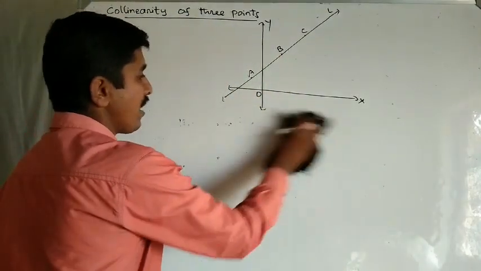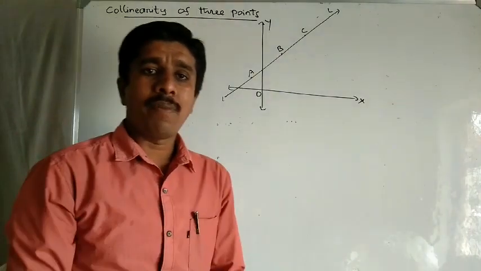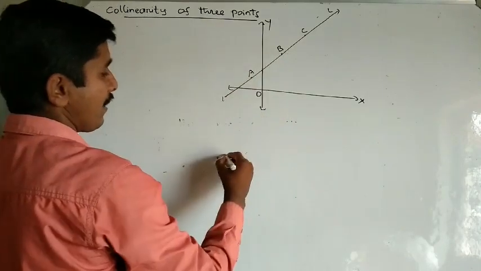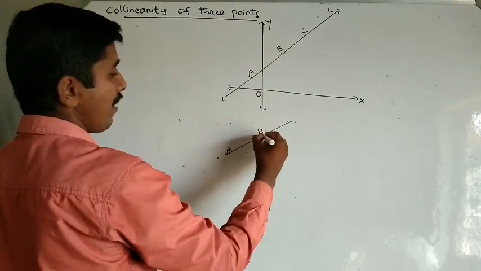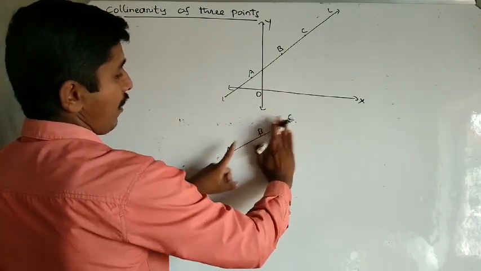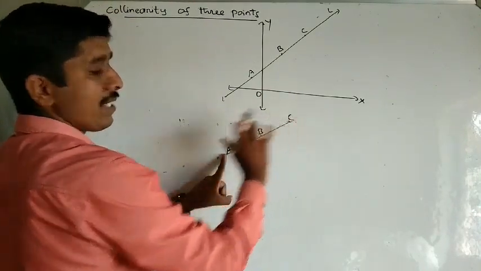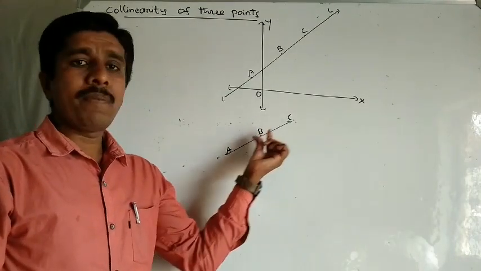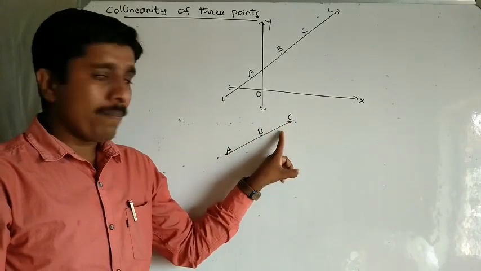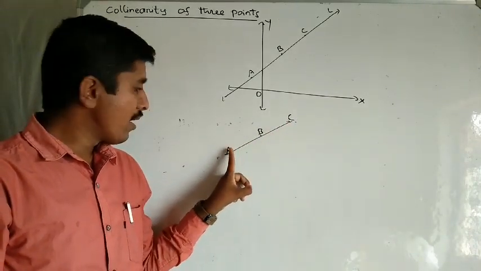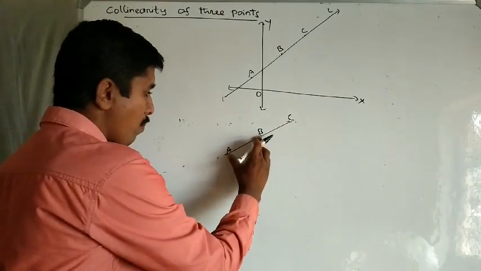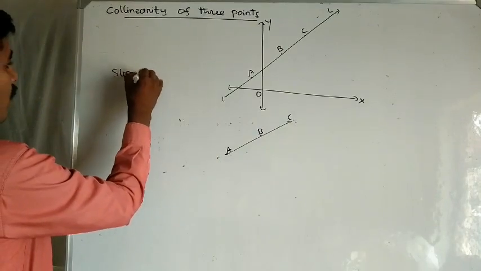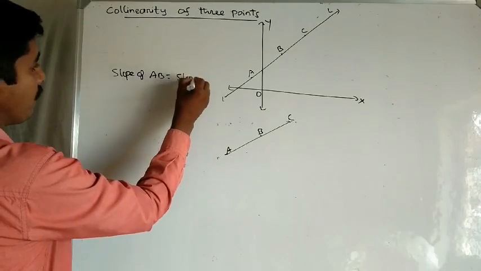We have seen in the previous class that if 2 lines are parallel, then their slopes are equal. Here this is the AB line and next the BC line. Clearly, the AB line is parallel to the BC line because the 3 points lie on the same line. Collinear points mean the AB line is parallel to the BC line, got it? Then their slopes are equal. Clearly, slope of AB equals slope of BC.